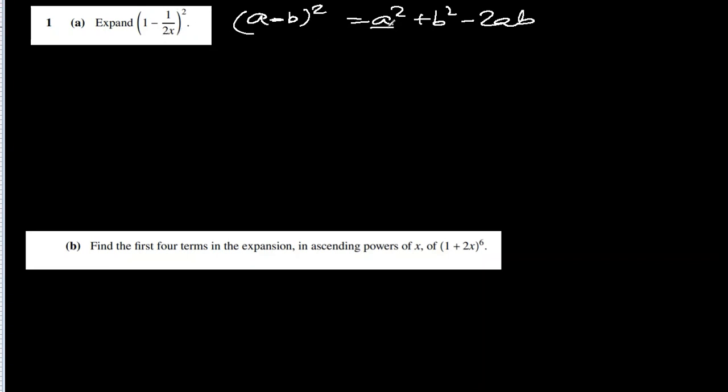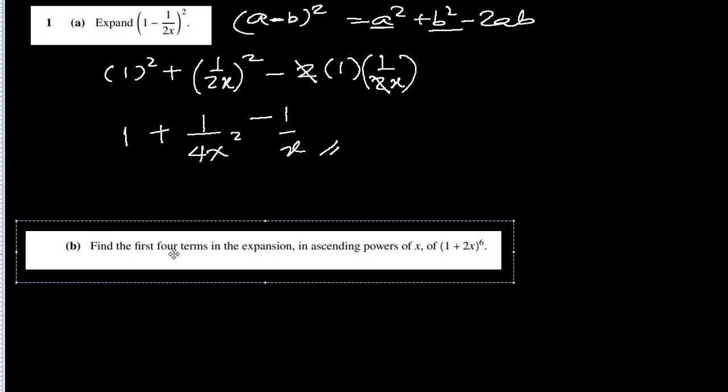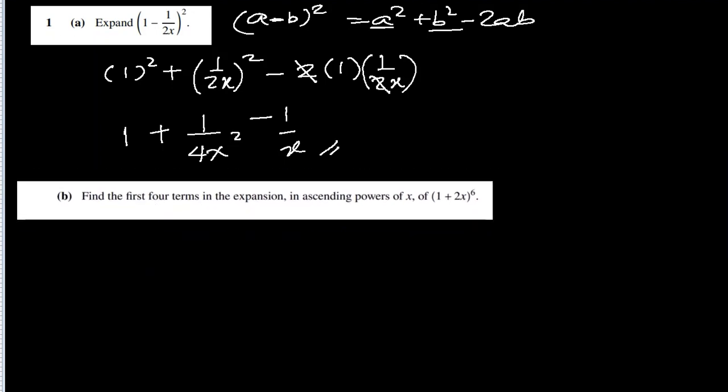So first a², which will be 1², plus b², which will be (1 over 2x)², minus 2 times ab. This 2 and this 2 get cancelled, so we'll be left with 1 plus 1 over 4x² minus 1 over x. Done. B part, it says find the first 4 terms of the expansion of this particular binomial.